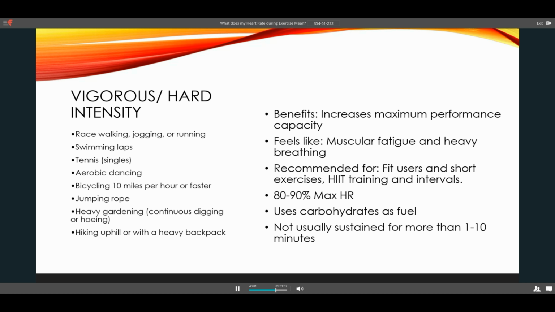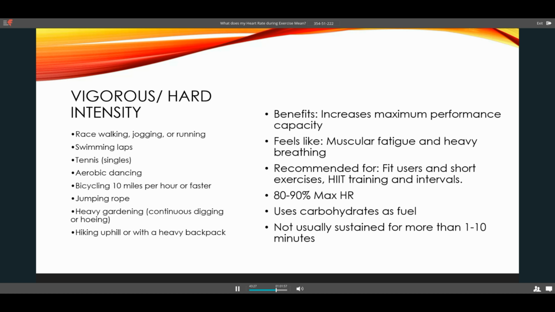Usually, vigorous or hard intensity exercise only lasts about 1 to 10 minutes, depending on how fit you are. And this zone is going to use mostly carbohydrates as fuel. So it's not necessarily going to be a fat burning zone. So this is definitely going to target more of the cardiovascular health and performance. So it's certainly recommended for fit users.